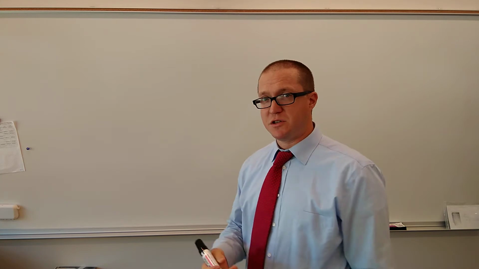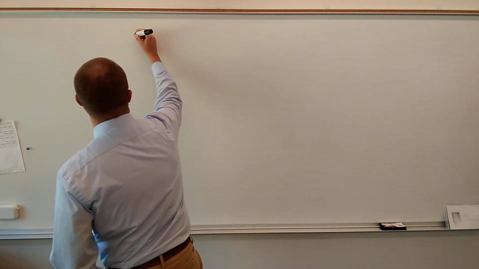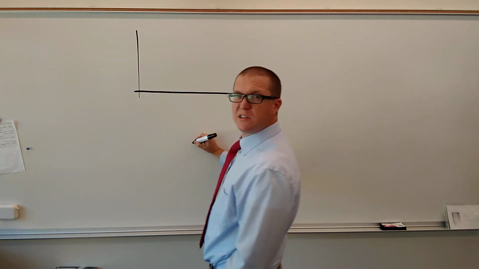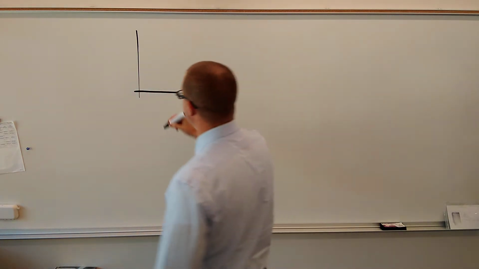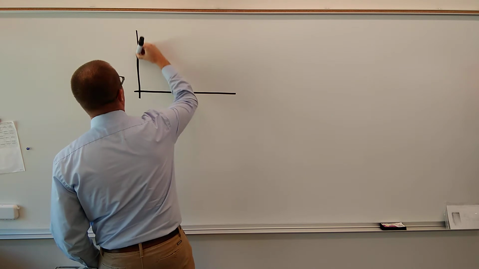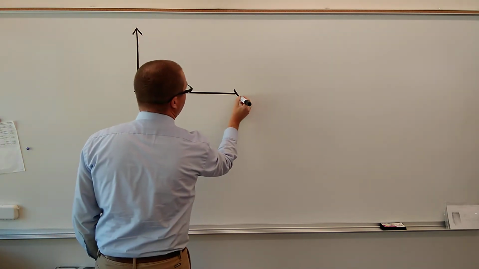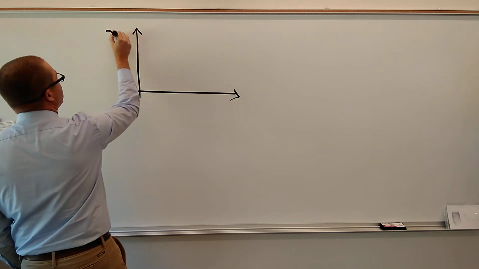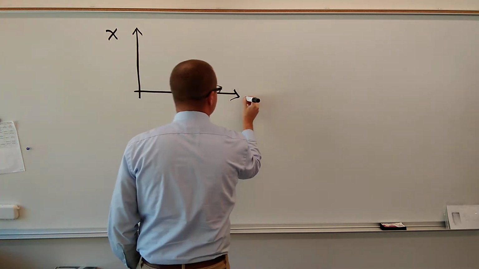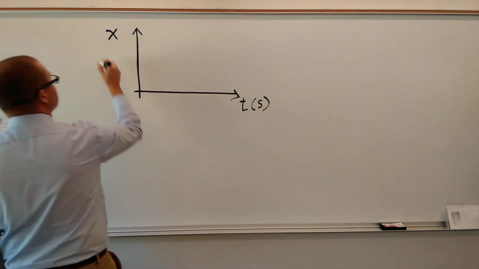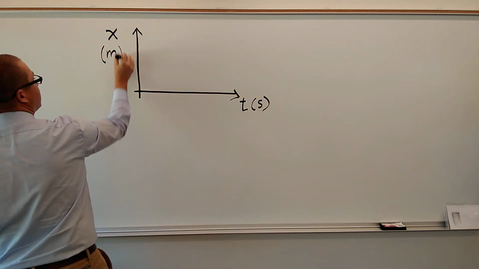So we've looked at position versus time graphs. How's that one? See it? That axis isn't so great. Alright, gotta be careful how I write here. Position versus time graph. Symbol we use is an X and a T. Seconds. X is in meters for position.